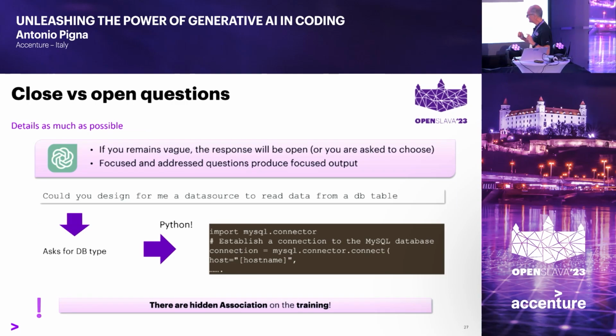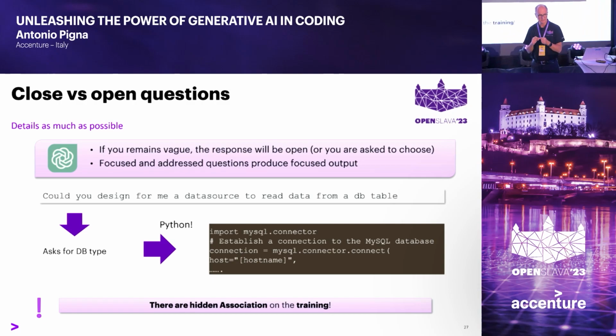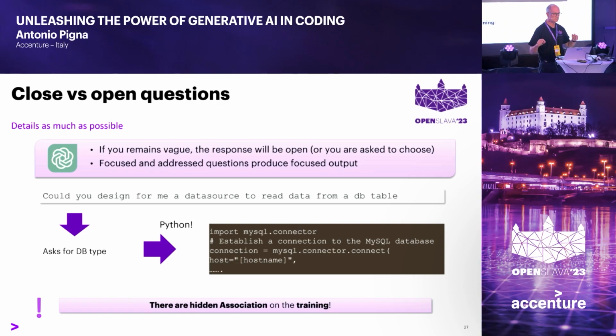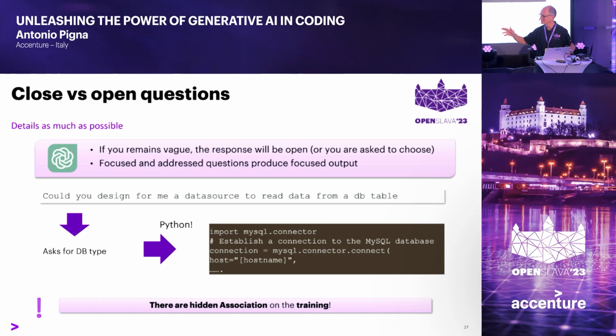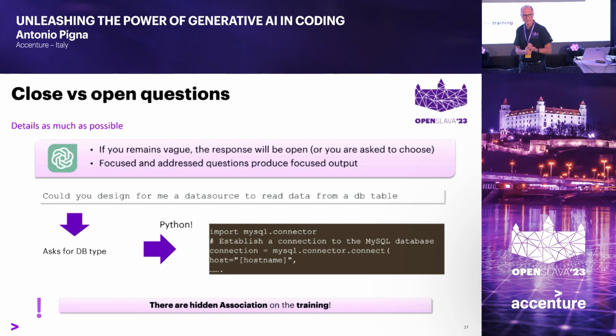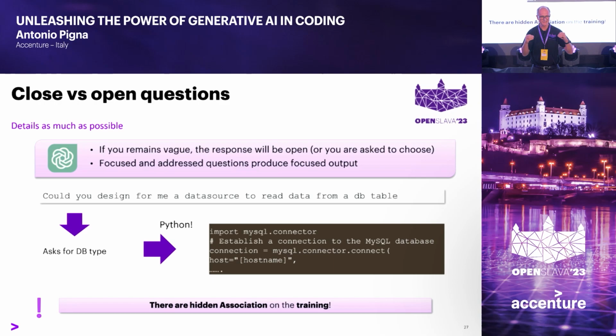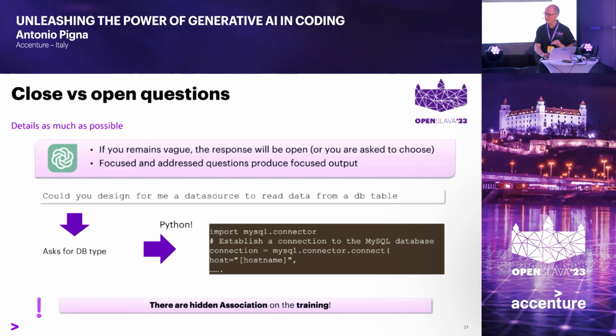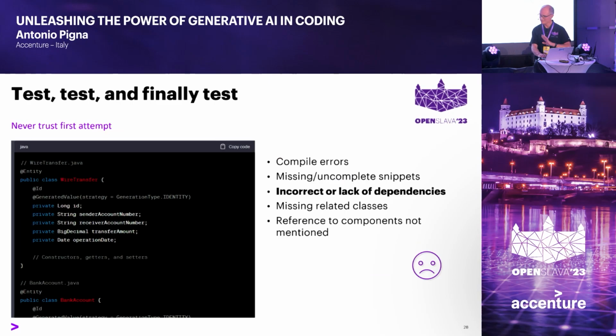Pay attention that there are hidden associations in the training. If I just write, give me a data source for a DB table, it automatically generates for me a data source for Python and for MySQL. Why? Because the strength of the association during the learning of ChatGPT gives this as a result. So pay attention. Make explicit everything you need. Above all, test everything you write into ChatGPT.